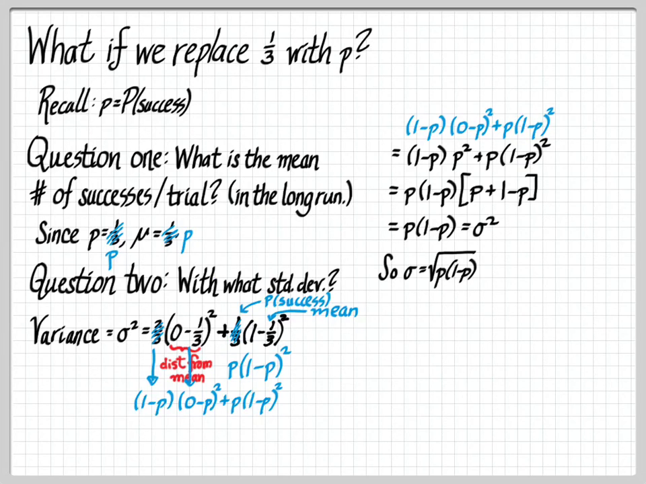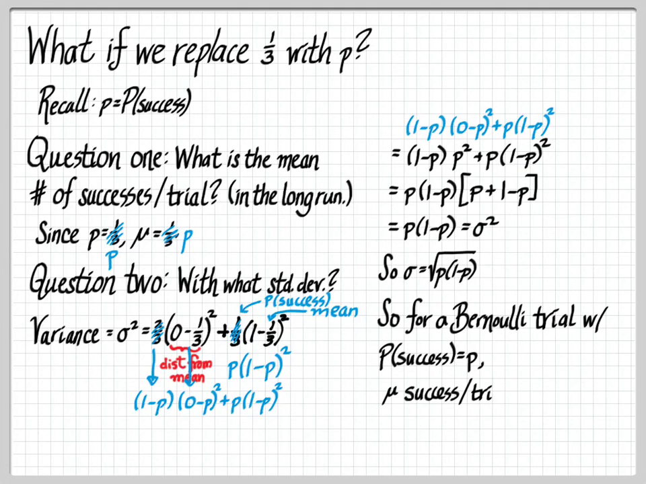So that is the variance and the mean for a single Bernoulli trial. Average number of successes per trial is P. That's the standard deviation. So there's my summary.